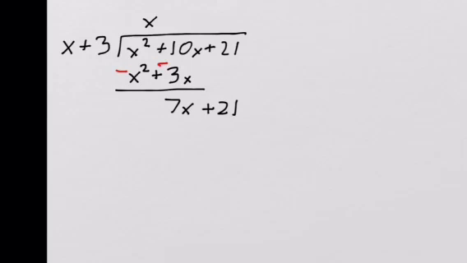Well, now, to get those first terms to match, I need 7. 7 times x gives me 7x. 7 times 3 gives me 21. Change my signs, and then I end up with a remainder of 0. I'm going to do one more problem with this just so that we can see how we're going to write this if we have a remainder.